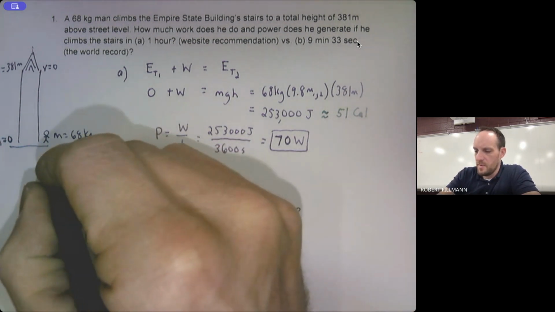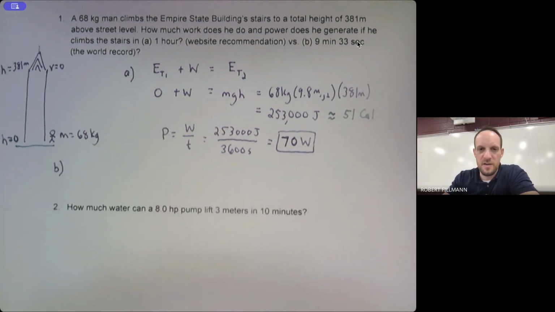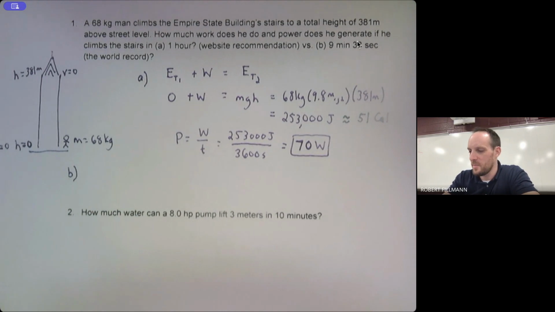So this should be something maybe more impressive. We've got our world-class athletes. There's actually a competition every year in the Empire State Building to sprint to the top. And the world record is 9 minutes and 33 seconds. So the first question is how much work and then how much power.